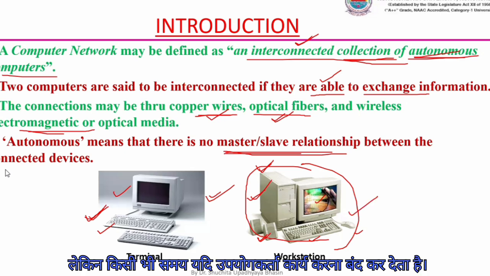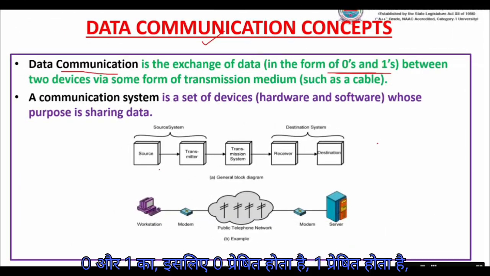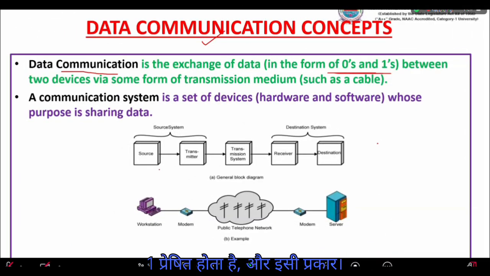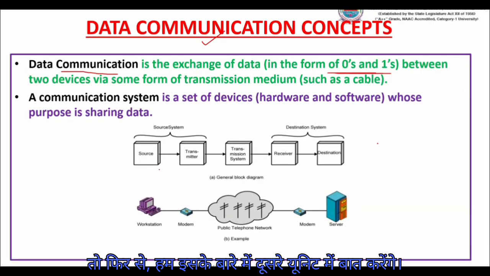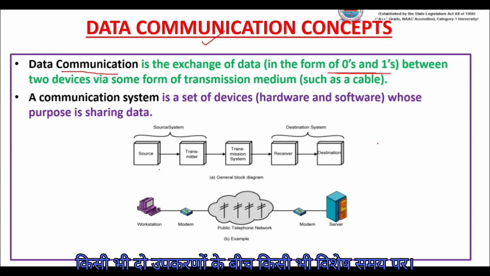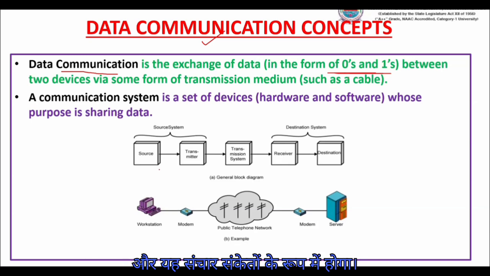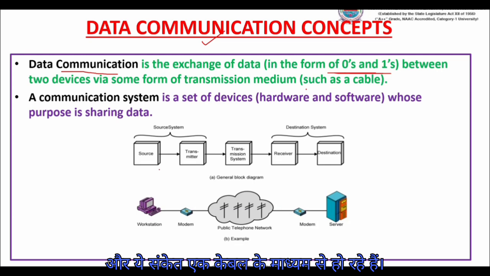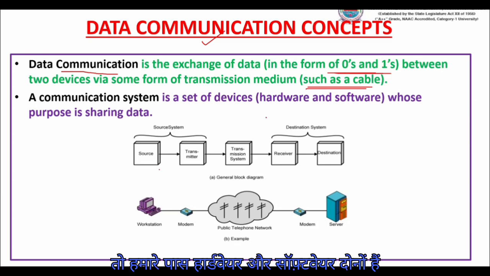Every user is working independently, but at any time, if the user wants, data can be exchanged, in the form of 0 and 1, so 0 is transmitted, 1 is transmitted, 1 is transmitted, and so on. So again, we will talk about it in the second unit. And this exchange of data is again between any two devices at any particular time. And this communication will be in the form of signals. And these signals are taking place over a cable.